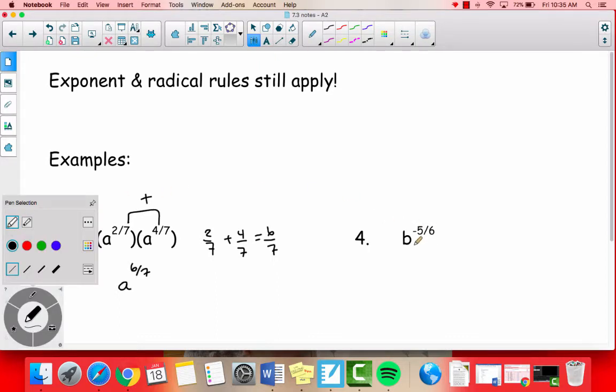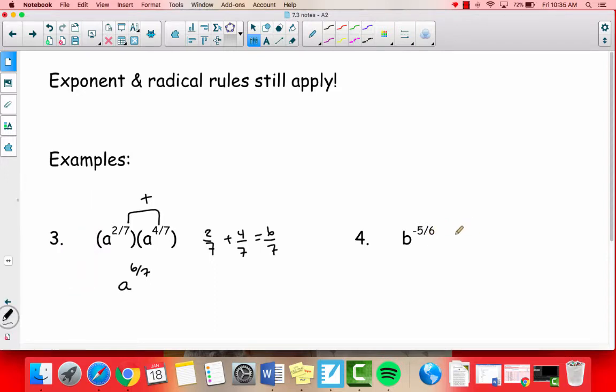The next example has b to the negative 5/6, and remember we cannot have negative exponents. I'm going to go ahead and change this to 1 over b to the positive 5/6, and then we just have to reduce. Please remember you cannot have radicals left in a denominator, and if you don't see the radical, remember this could also be written as 1 over the 6th root of b to the 5th. And we can't leave that 6th root in the denominator, so we have to multiply the top and bottom by something that can get rid of that 6th root.